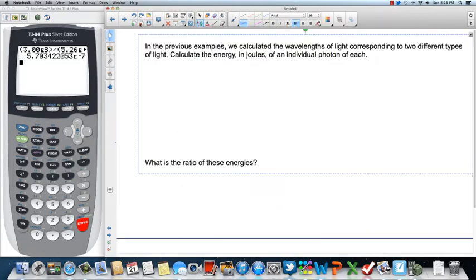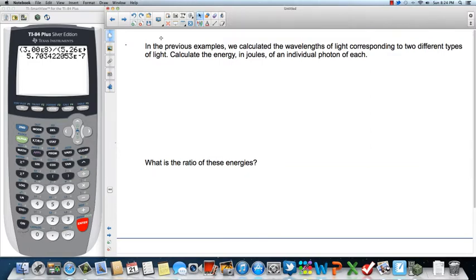When we take a look at the next example, in the previous examples, we calculated the wavelengths that corresponded to two different types of light. Let's calculate the energy in joules of an individual photon. So we need to remember that the energy is going to equal h times the wavelength.